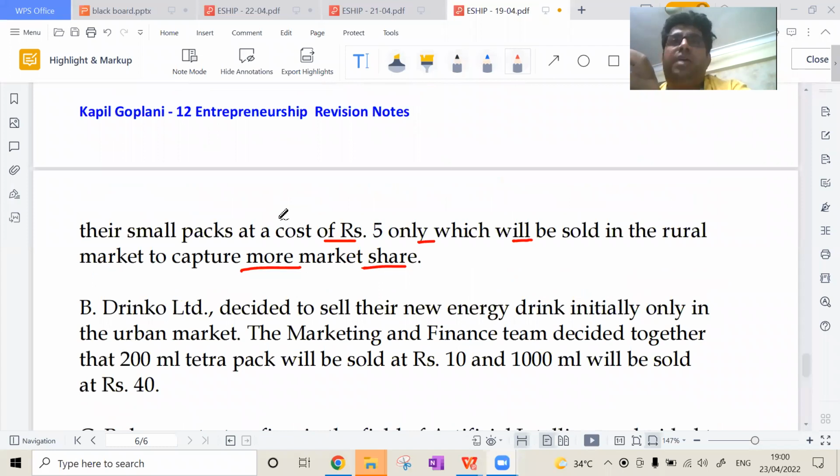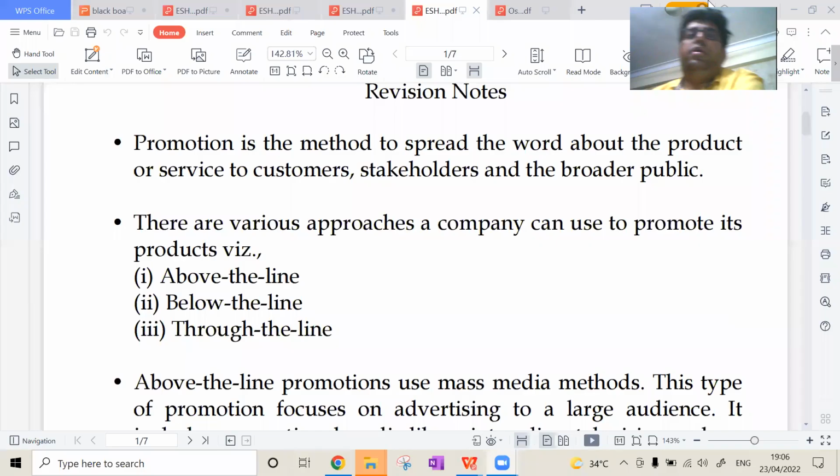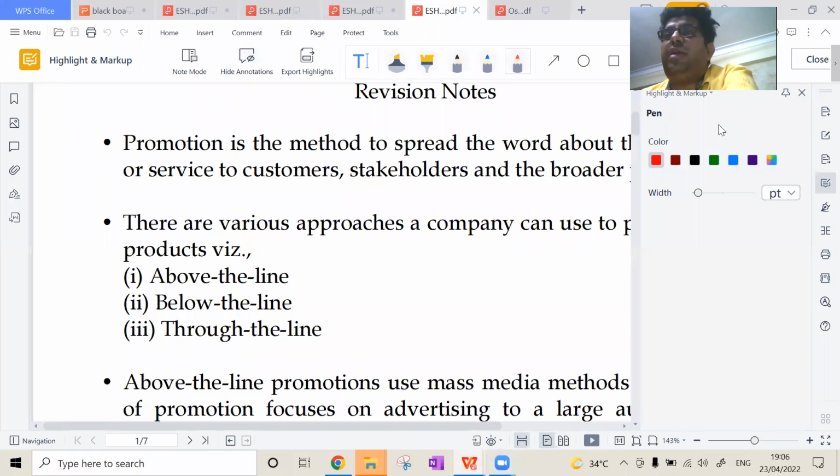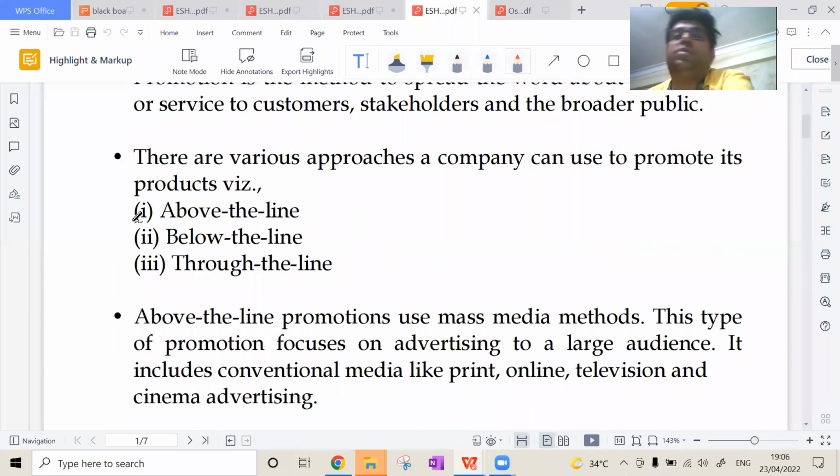Okay, now this chapter is completed. Now I'm going with the promotion. Just let me open that promotion and then we will discuss it. Now, see, now coming on to the promotion, beta. Promotion is yet another method, that is one of the P's of your marketing mix. In that, what are the particular strategies? Now, here also a question comes.